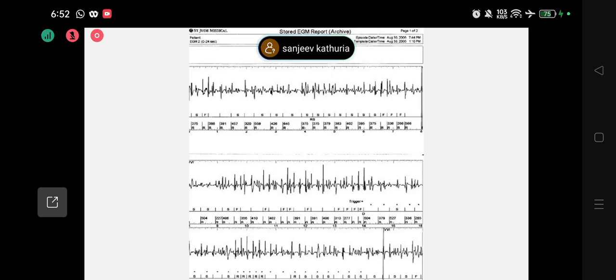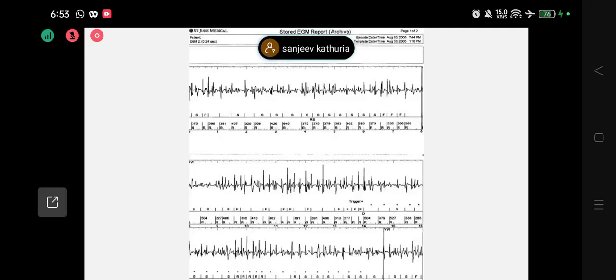So all discriminators are off now. Remember this line: once the rate is in the VF zone, everything in the ICD is shut down. It's just shock. So the discriminators of rate, rhythm, SVT, morphology, all are off. For it, see, F means it's saying fibrillation zone.